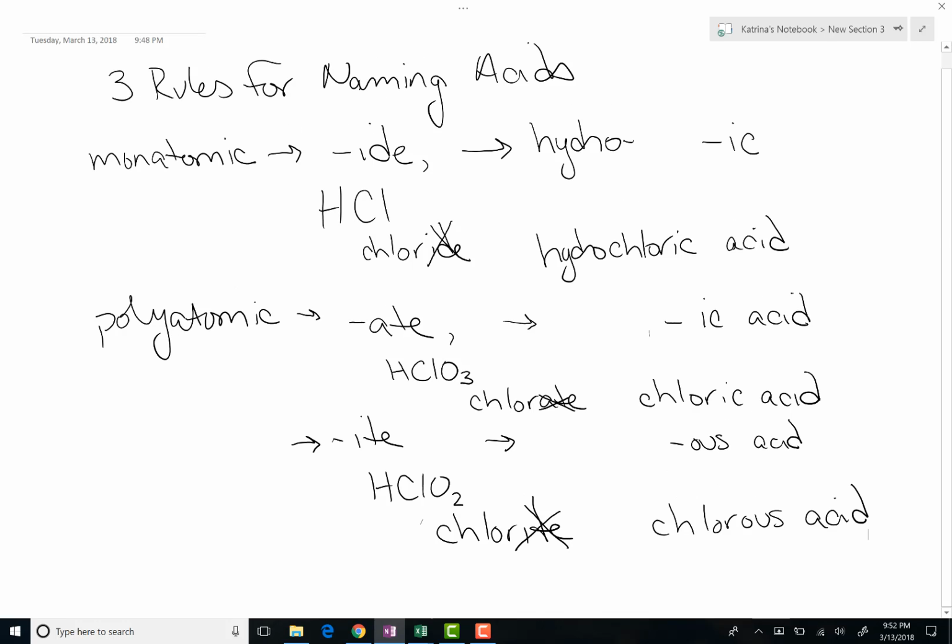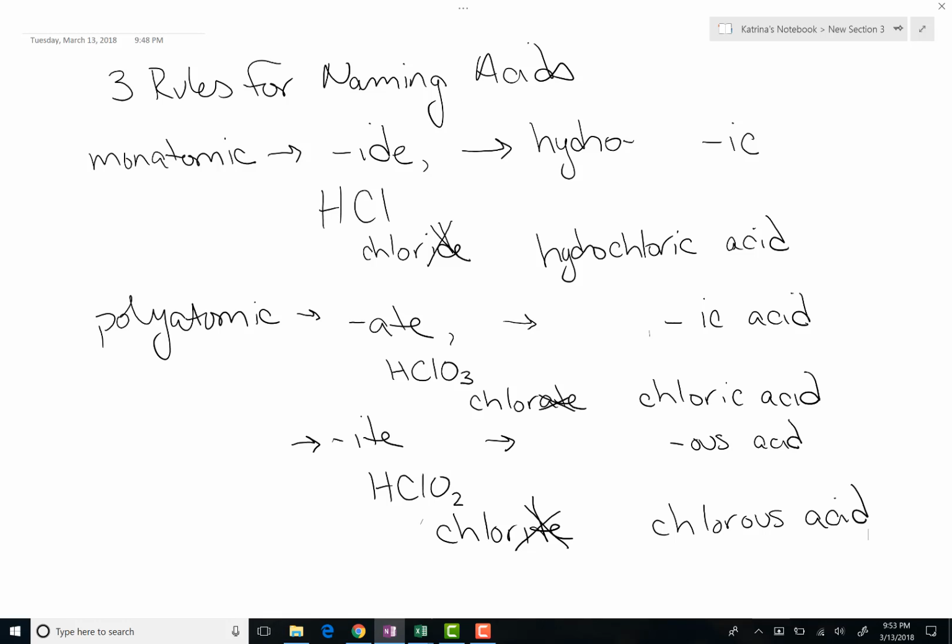acid. So, like I said, you've got 3 options. You can have an acid with a monatomic ion, which is going to end in "-ide". You take off the "-ide" and add hydro as your prefix and "-ic" as your suffix, and then the word acid. If you have a polyatomic anion, if it ends in "-ate", you're going to take off the "-ate" and add "-ic", and then if it ends in "-ite", you're going to take off the "-ite" and add OUS. And this is an example of really the main acids that you're going to see with chloride involved.